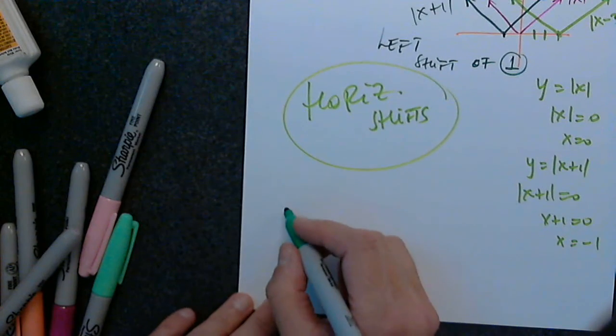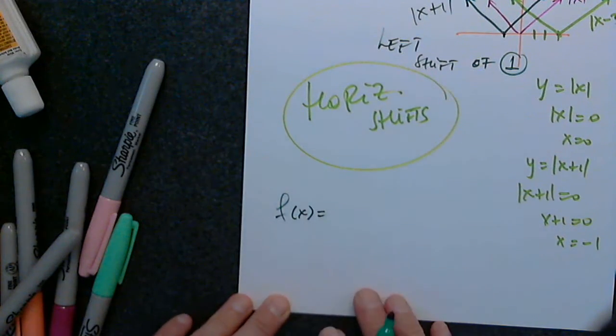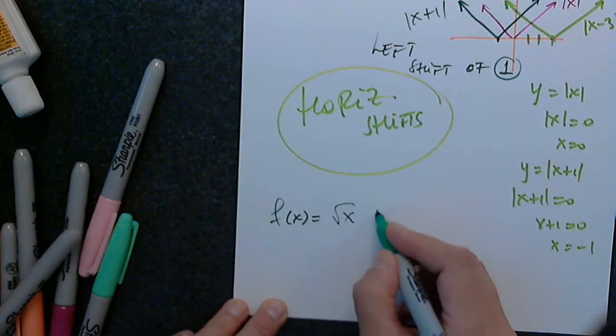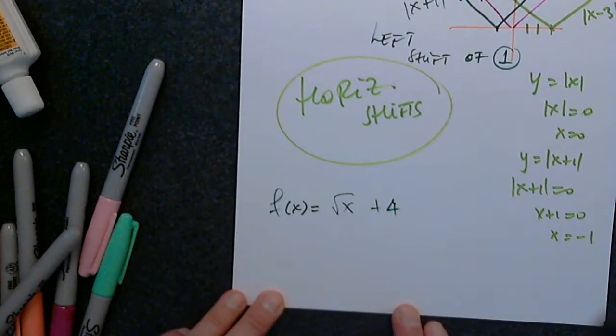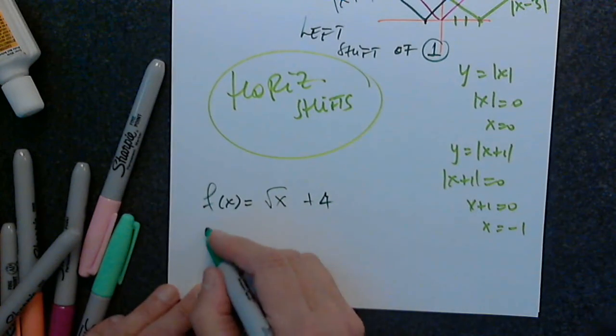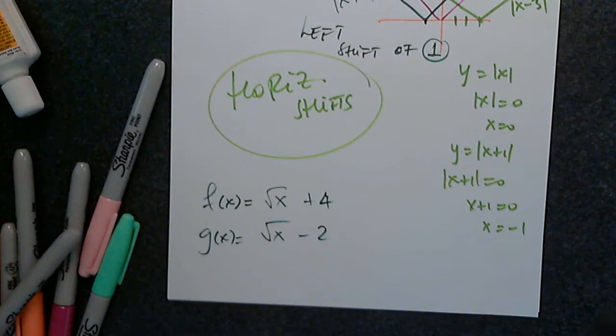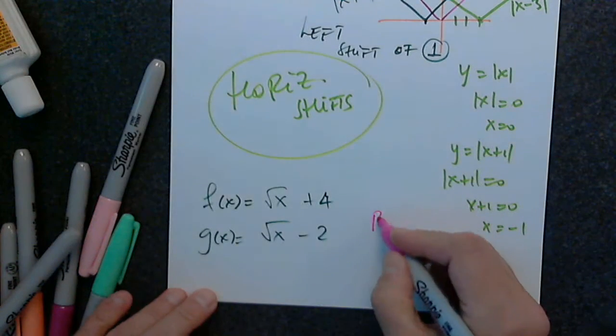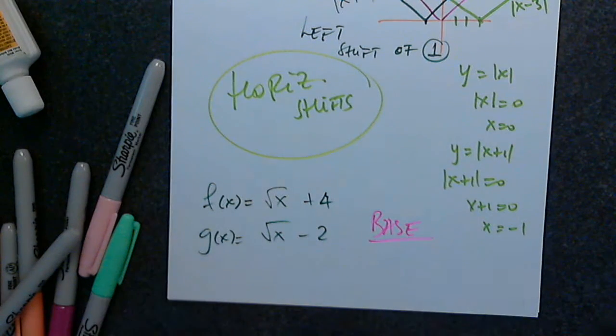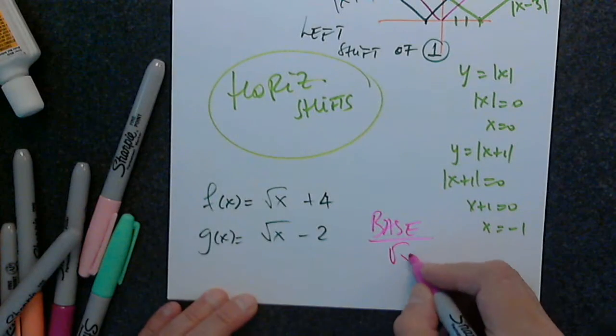Let's suppose I have a function f of x, which is the square root of x plus 4. And I have another function that is g of x, which is the square root of x minus 2. Like before, we have to identify the base function. Please give me the base function that I used here. From the list of 7 functions, I used one in particular. Of course, the square root of x.